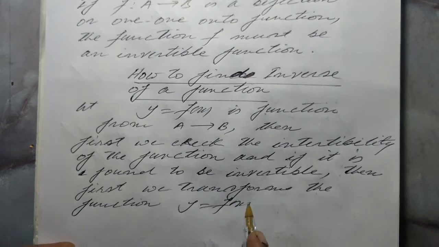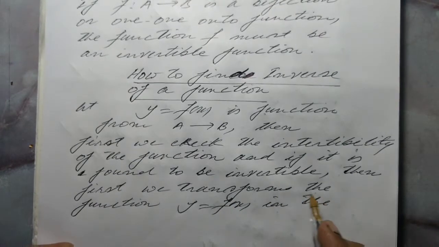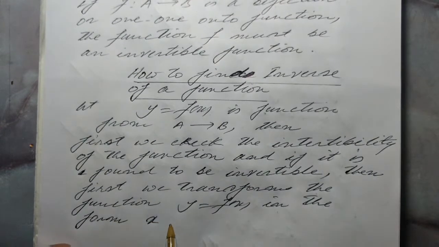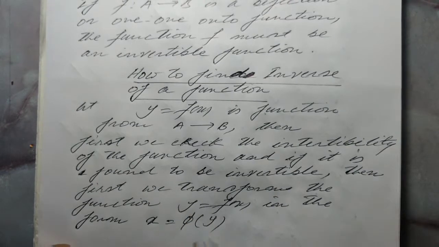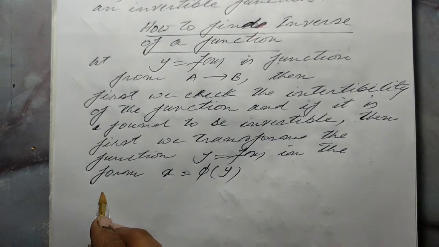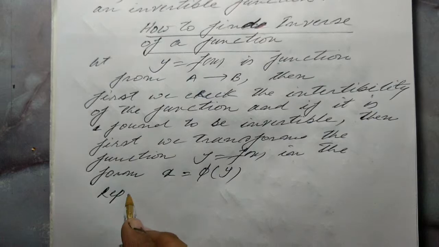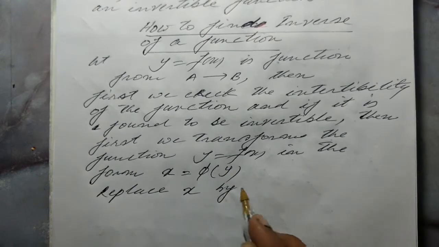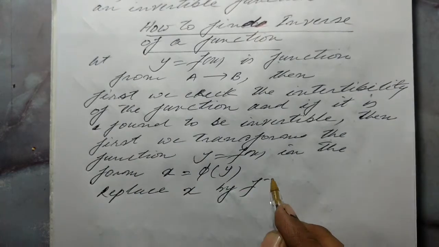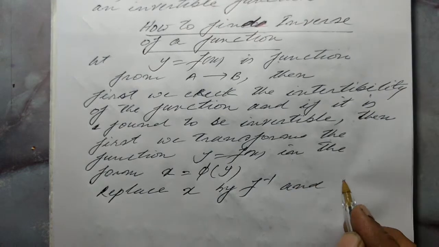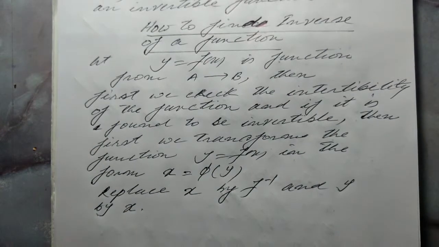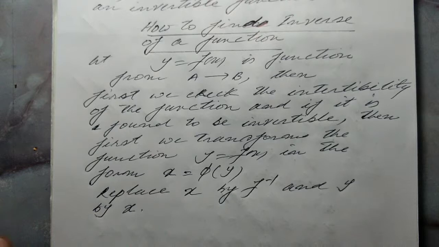y is equal to f(x) in the form x is a function of y. Then after, in the next step, we replace x by f inverse and y by x. This is how we find inverse of a function.